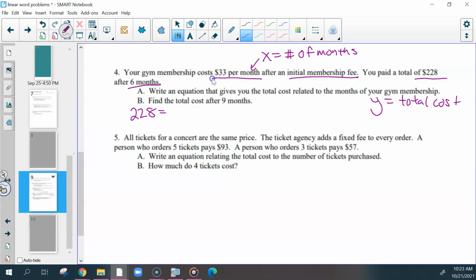We know however many months there are, we're going to multiply that by 33. What we don't know is the initial membership fee, so we can set that as some additional variable. We call that Z, and that's going to represent the initial membership fee.